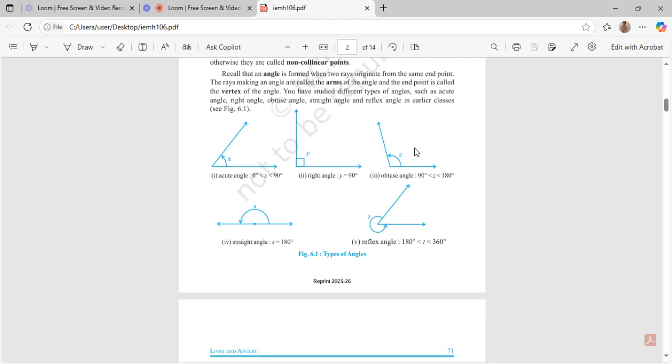So these are the different basic types of angles when two rays intersect. What is the name of the intersecting point of two rays? We call it the vertex. And the two rays which form an angle are called the arms of the angle. So these are the different terminologies and different types of angles.